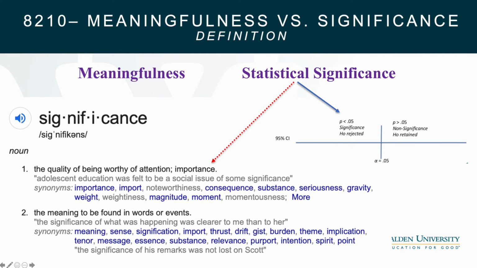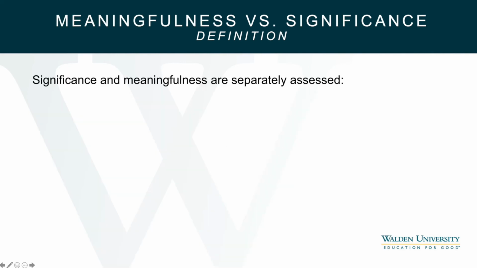But when we evaluate scenarios or research studies for meaningfulness, that actually sounds a lot like how the dictionary defines significance. So think about meaningfulness versus statistical significance. These words mean something different in statistics than they do in our everyday vocabulary. Again, to summarize, statistical significance only relates to that comparison of p to alpha. Meaningfulness has that mention of worthy. Is it worthy of attention?